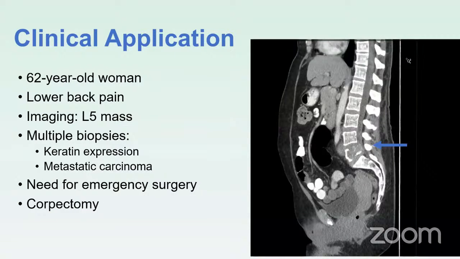Here's a case, an example of such rhabdomyosarcomas, just to highlight the clinical application. This was a 62-year-old woman that presented with lower back pain. Imaging showed a heterogeneous and destructive mass in the body of L5, almost entirely replacing the bone. Multiple biopsies were performed, and they all showed keratin expression. However, in imaging, there was no indication that this is metastasis of another site of primary.